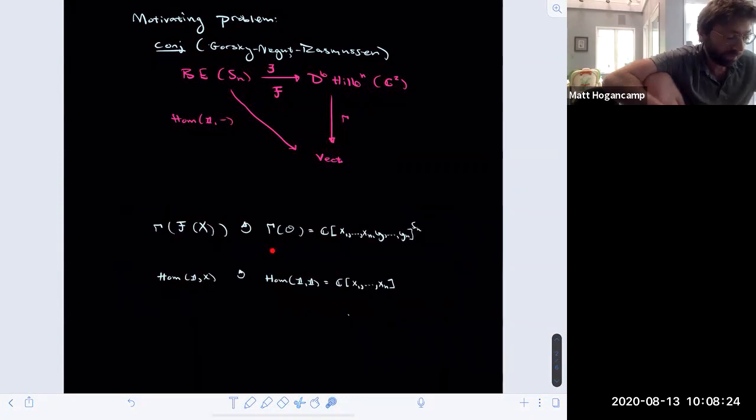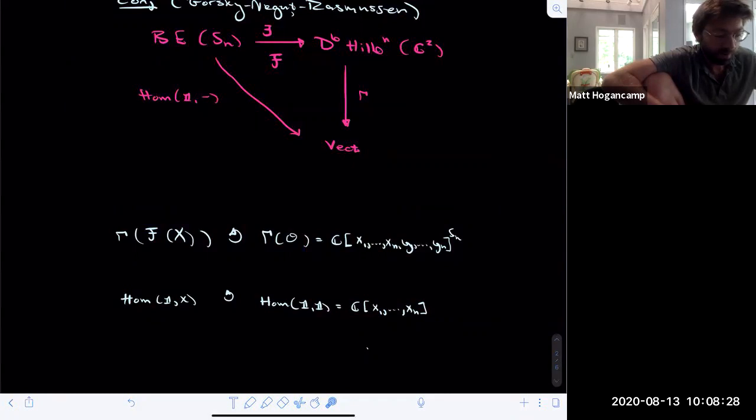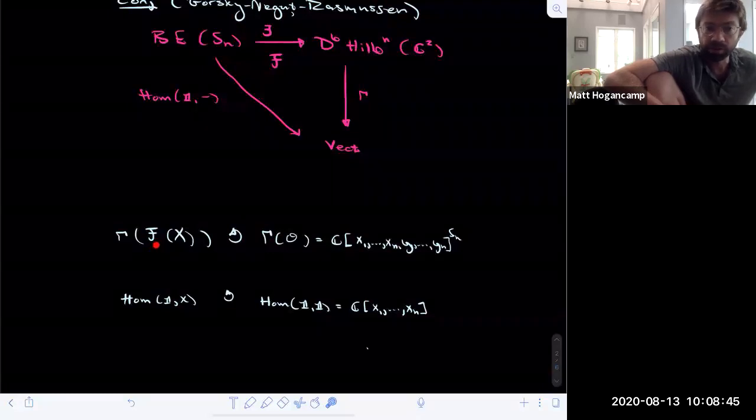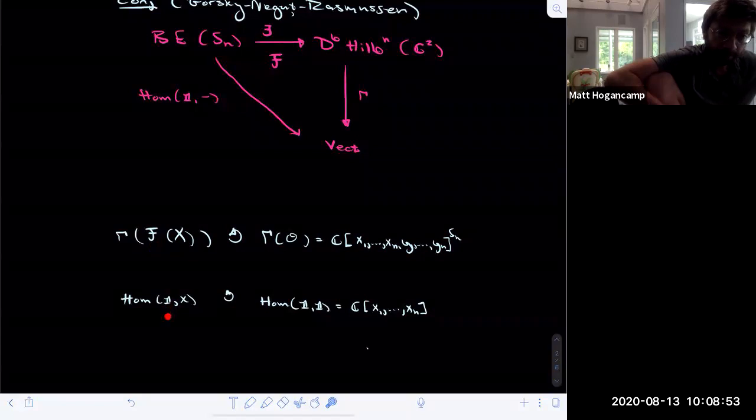So global functions on the Hilbert scheme is this ring of symmetric polynomials. So you have polynomials in two sets of n variables, and you're looking at functions which are invariant under the diagonal S_n action. So this guy acts on the cohomology of any sheaf. So in particular, if this conjecture were true, you would expect that ring to act on Hom from the identity into that object X.